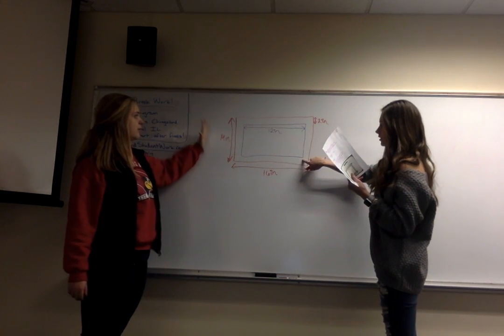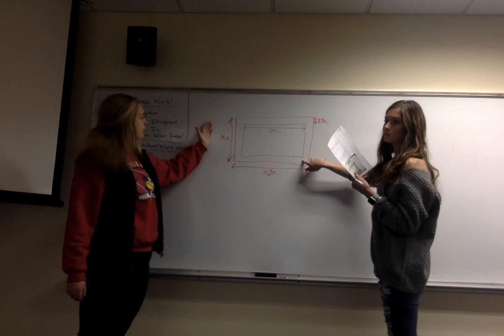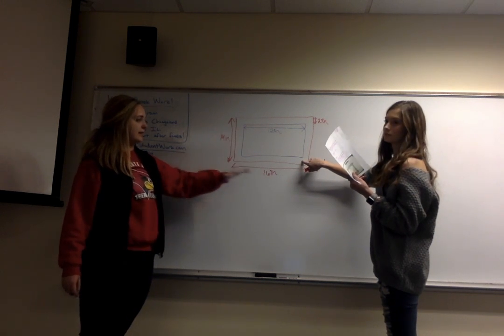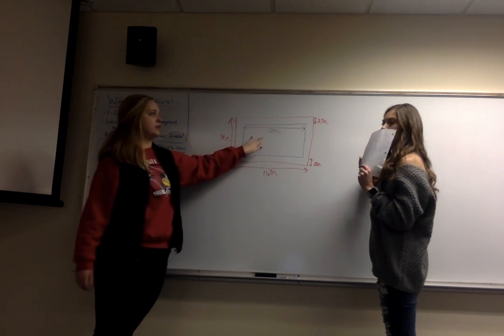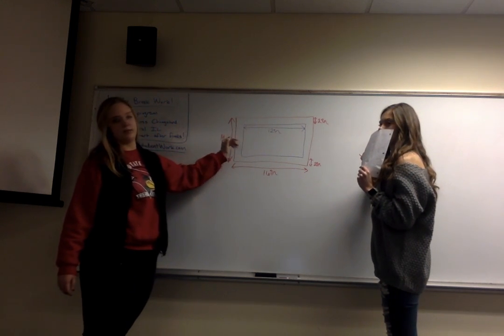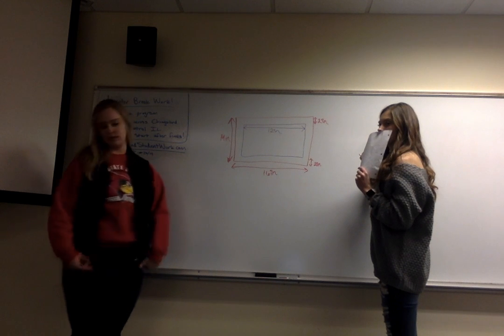So we know that the width of the outside rectangle is 14 inches. The length is 16 inches. We know that the length of the inside is 12 inches, but the width is missing. So Jessica's going to tell you how she found the width because she did it correctly.